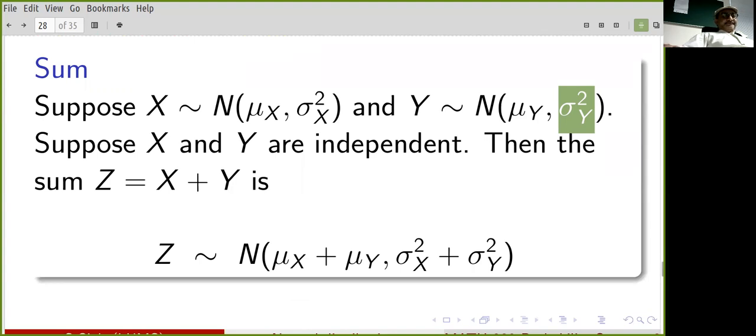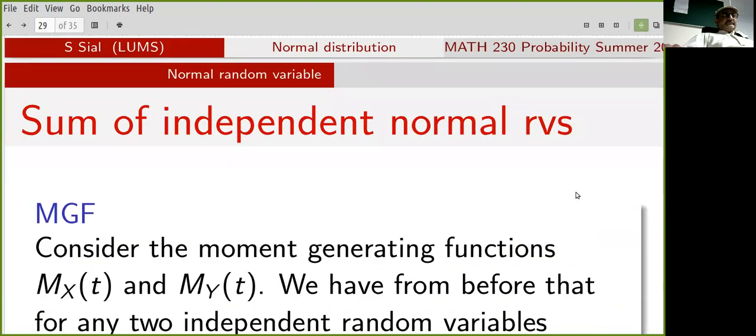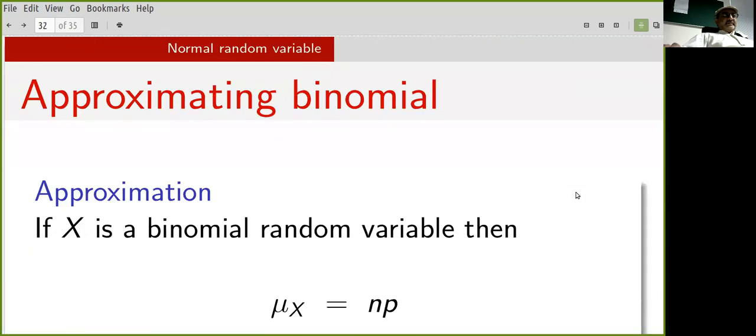Then the sum X plus Y is in fact also normally distributed. Its expectation is the sum of the expectations of X and Y, and its variance is the sum of the variances of X and Y as well. Okay, so that's an important result.